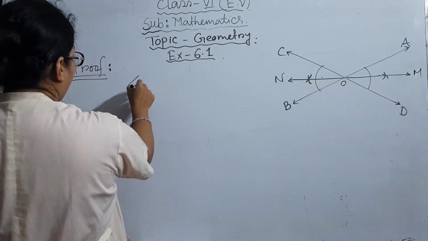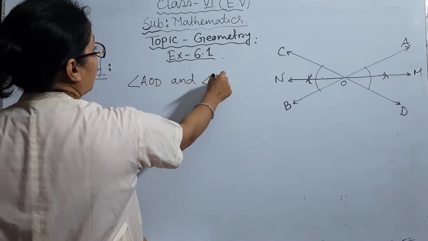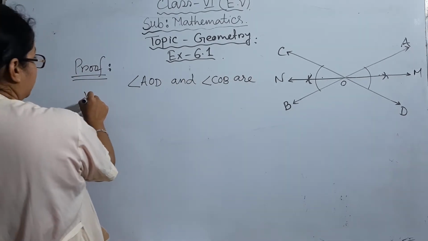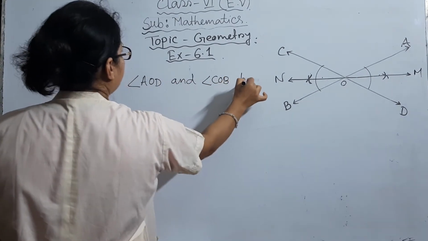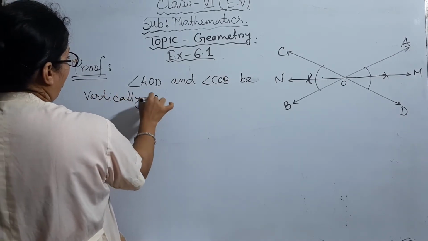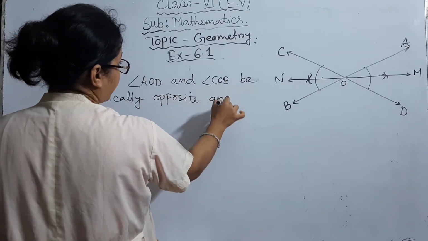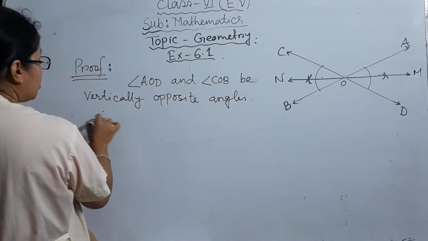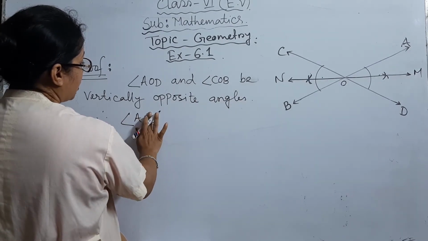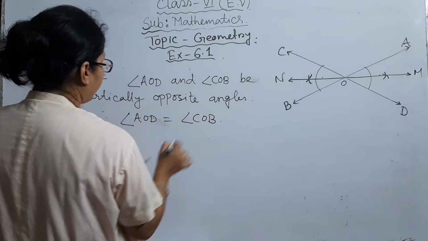So, AOD and COB are vertically opposite angles. Clear? According to the rules, we know that vertically opposite angles are equal. That is, AOD equals COB.